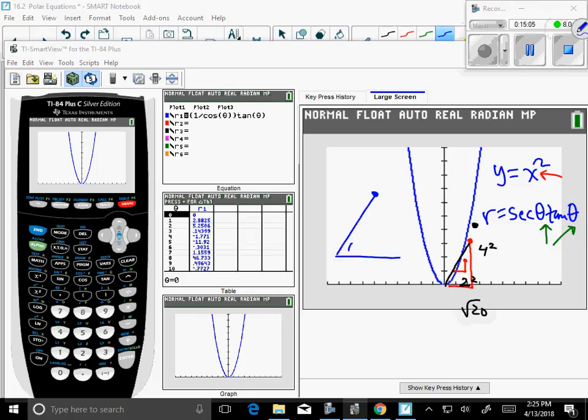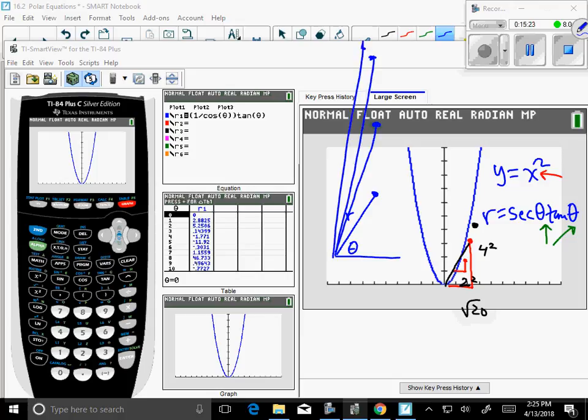Okay, basically, what happened here was this. When I plug in this value for theta, I get this value for r out. What happens as I increase the angle? As I make theta larger, r gets larger.